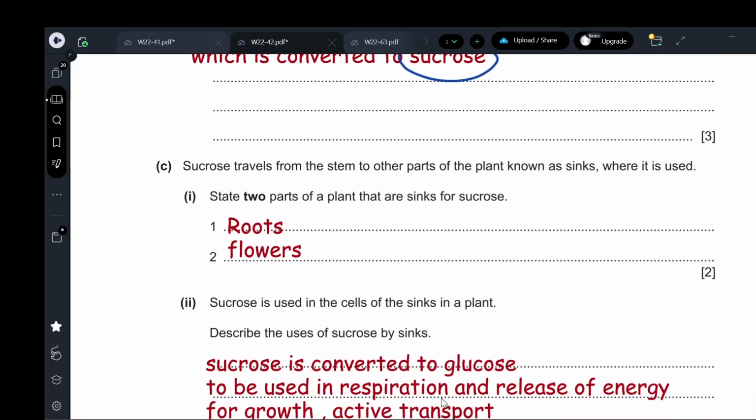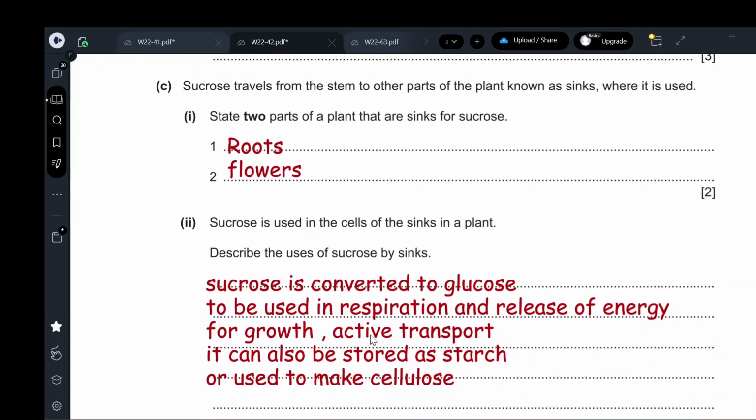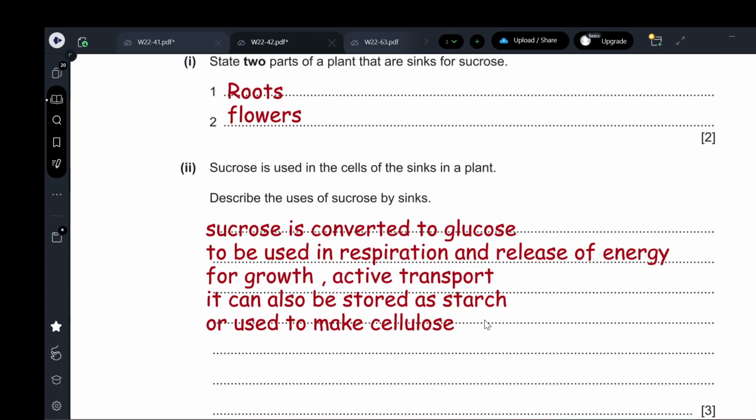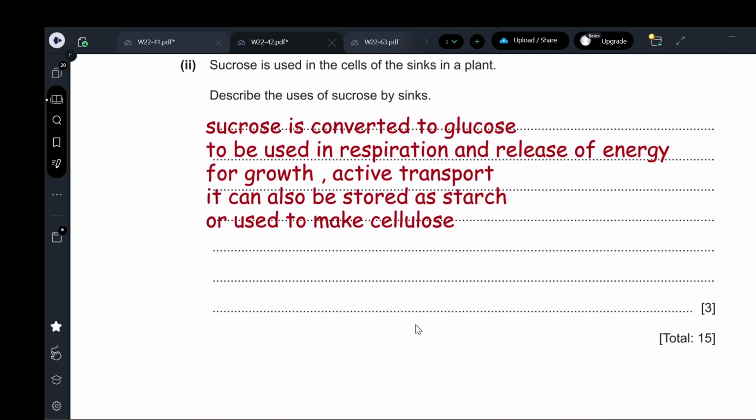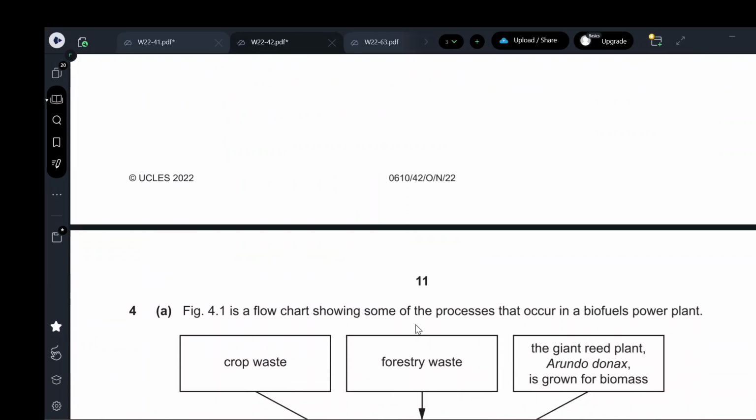Sucrose can be broken down into glucose to be used in respiration, releasing energy for growth. We need the energy for growth and active transport. It can also be stored as starch, or converted to cellulose to make the cell walls. All these are uses of the sugar.